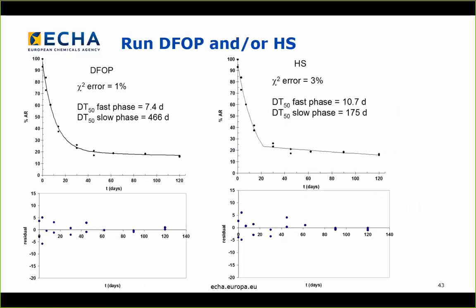We saw DFOP in the trigger decision. The only new fit on this slide is our hockey stick fit. Slight difference in the chi-squared. Chi-squared slightly higher for hockey stick. It's a bit difficult to tell if there's much of a difference between the visual fit, but I would say maybe the hockey stick fit is a little bit worse than DFOP if you just look at the residuals and that typical plot, but it's a bit difficult to see. I've put on here the individual DT50s based on the K1 and K2 rate constants. So the second DT50 values on this slide are the DT50s that you would get from the slow phase K2 rate constants.